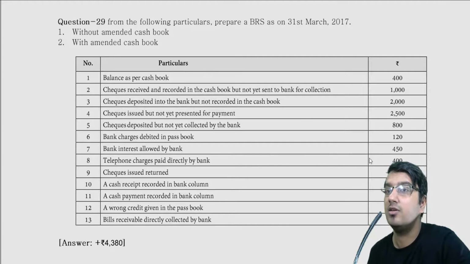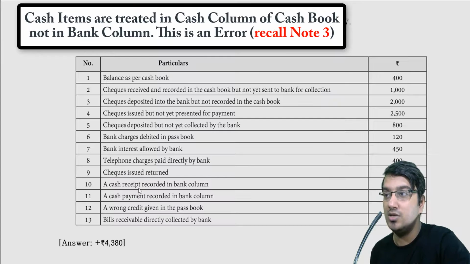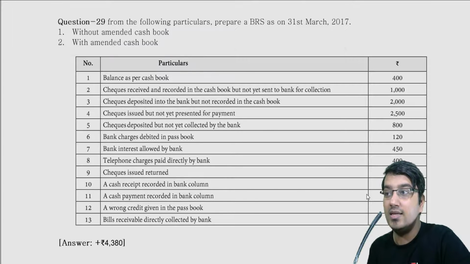Bank directly paid, so we'll just subtract 400. Interest received 450 and telephone expenses 400. Cash receipt recorded in the bank column. Our bank column has been increased by what? 1000 rupees. So we'll just deduct our bank column by 1000 because this is the error in the cash book. Same cash payment recorded. So again this is a payment side. So we'll add in our cash book just because we want to nullify this payment. Okay, these two errors in the cash book.